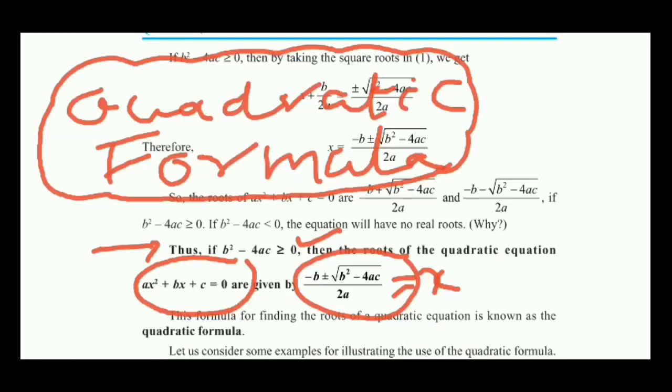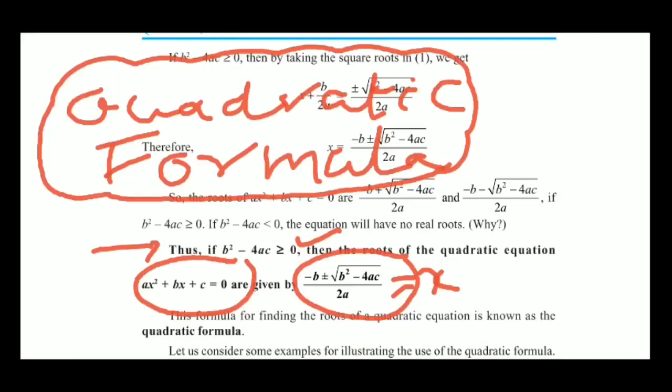Now I am going to explain what the quadratic formula is. We already know the general form of the quadratic equation, and once again, the quadratic equation is ax square plus bx plus c equals to 0. We can apply this formula if b square minus 4ac is greater than or equal to 0. It is a very important step. If b square minus 4ac is less than 0, then we will not get real roots of the quadratic equation. So that's why it is very important.